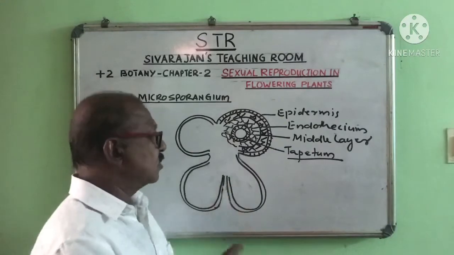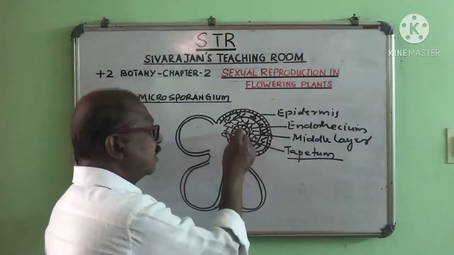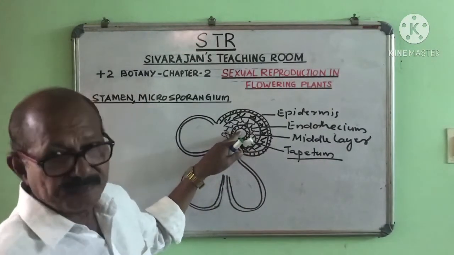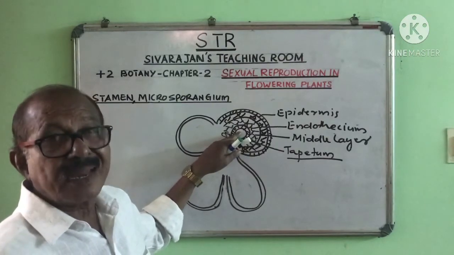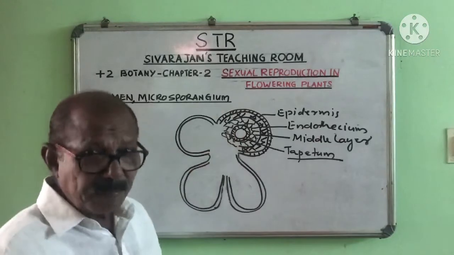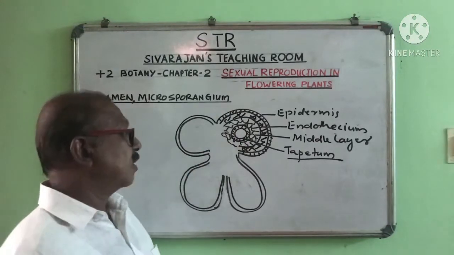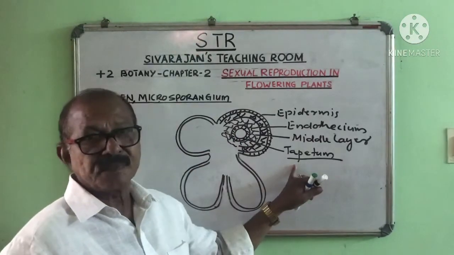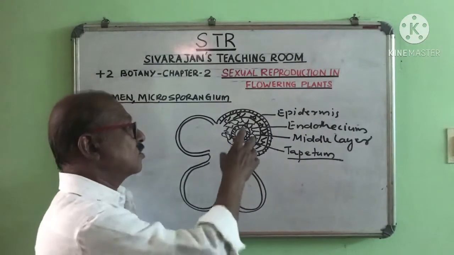And the function is that inside this cavity, the pollen grains develop. And the developing pollen grains get nourishment from the cells of the tapetum. So we once again go into the structure.